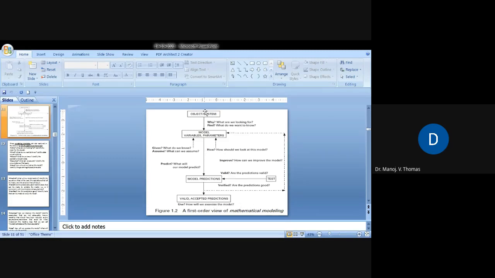So we begin from a starting point and we end with valid accepted predictions. In between you have so many steps, and during those stages we have answers for all these questions. That is how we interpret this diagram. These questions are the principles of mathematical modeling, and we try to answer them at different stages. That is why we start with the objective of the system, and finally we come to the prediction. Is this idea clear? Fundamental principles of mathematical modeling. All of you give feedback.